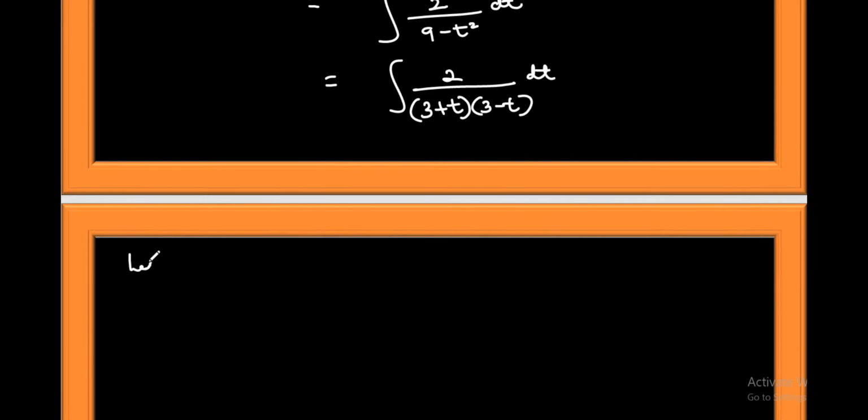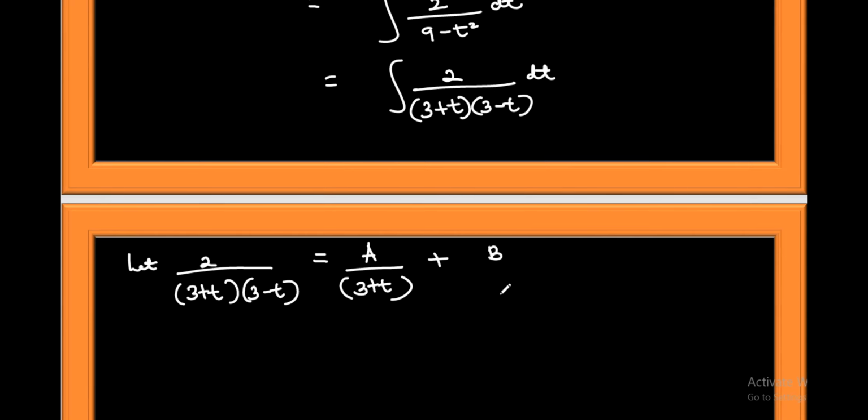So I will let 2 divided by 3 plus t into brackets 3 minus t be equal to a divided by 3 plus t, then plus another constant b divided by 3 minus t. And then there clearly we can see that 2 is actually equal to a into brackets 3 minus t, and then b into brackets 3 plus t.